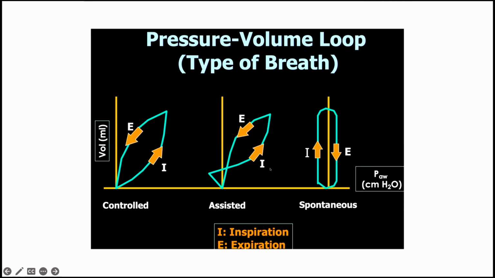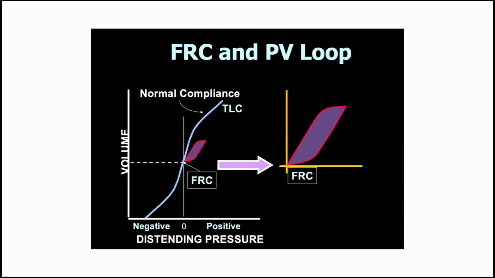When you come to a spontaneous breath, naturally you see that the entire thing starts in the negative part of the graph. The inspiratory limb is going up, and the expiratory limb is here, and it is going clockwise. So when the patient is having spontaneous breathing, it goes clockwise. When the patient is having an assisted or controlled breath, the movement is going to be anti-clockwise. That is just an introduction to the structure of the curve.